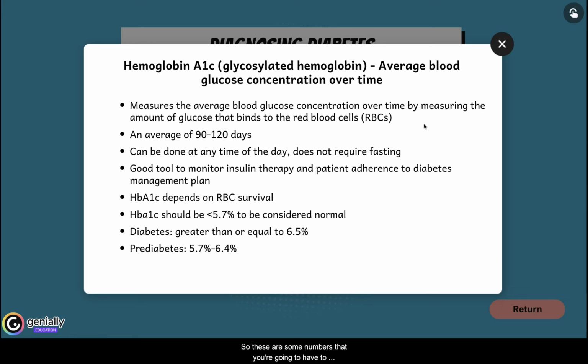So these are some numbers that you're going to have to remember, okay? These are extremely important for you to remember. For a person to be diagnosed with diabetes, their HbA1c has to be greater than or equal to 6.5% consistently, right? This is the key diagnosing factor of diabetes. What is prediabetes? 5.7 to 6.4. Less than 5.7 is normal. So remember these numbers. Less than 5.7 is normal, 6.5 or higher is diabetes, and prediabetes is 5.7 to 6.4.